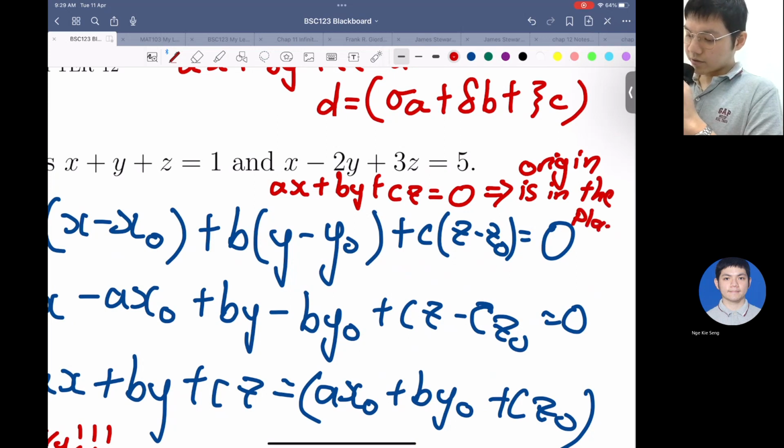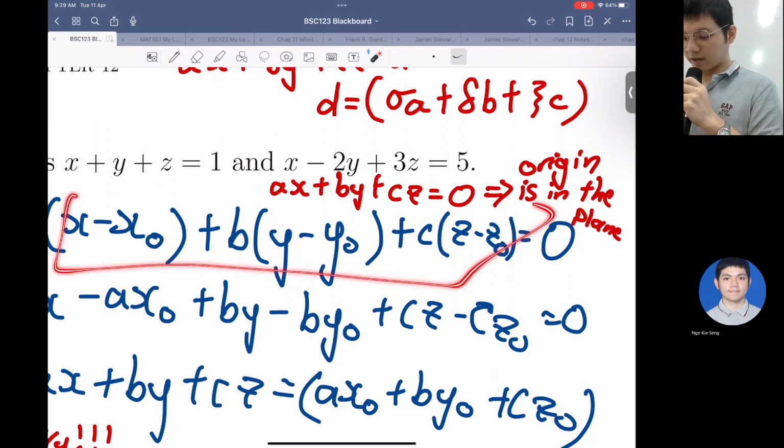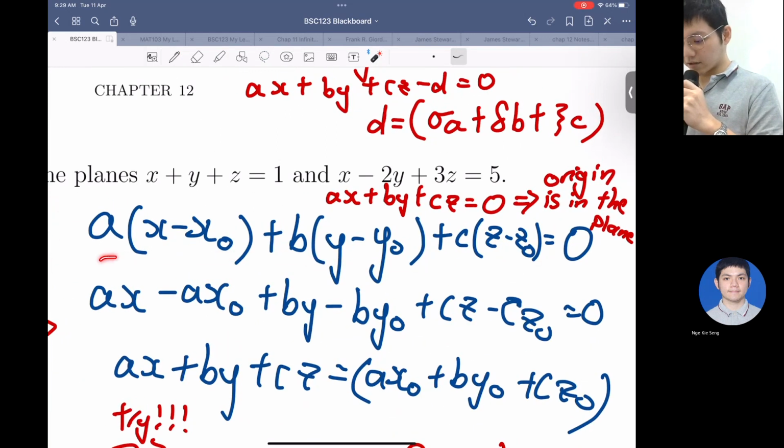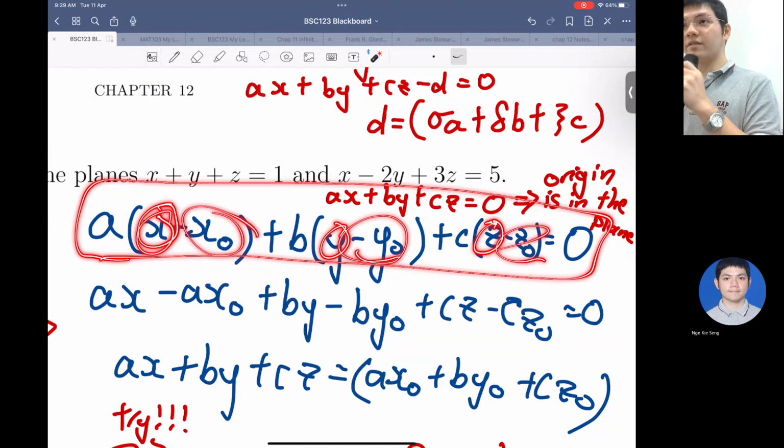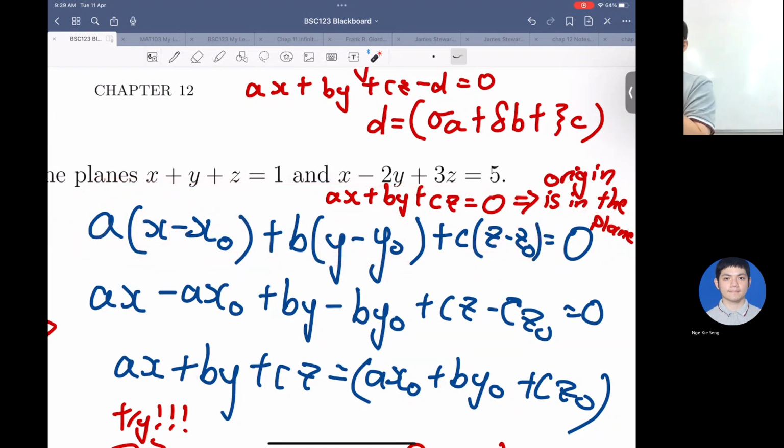Why? You just put x, y, z equals 0. Then 0 equals 0, so 0 satisfies that equation, so the origin is on the plane. But in the general case, it's not, because if you put this as 0, this as 0, this as 0, and the constant doesn't add up to 0, then you will be in trouble.